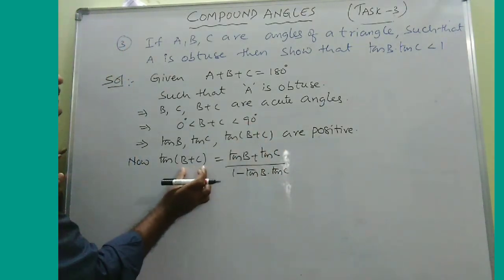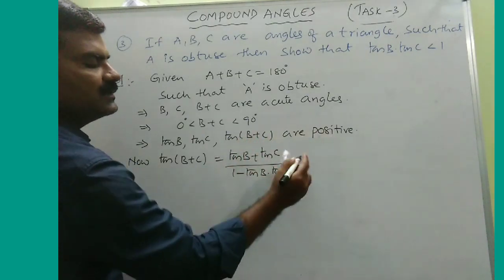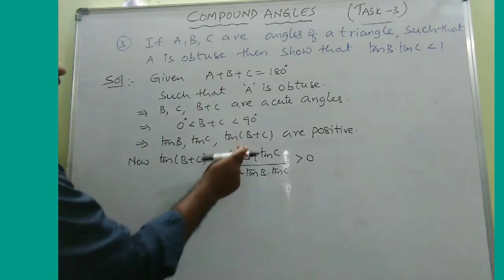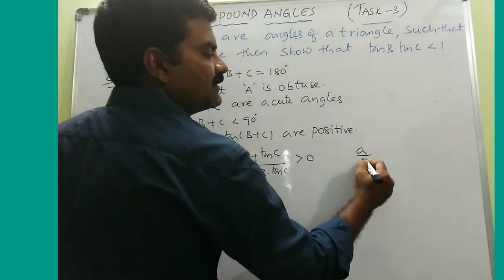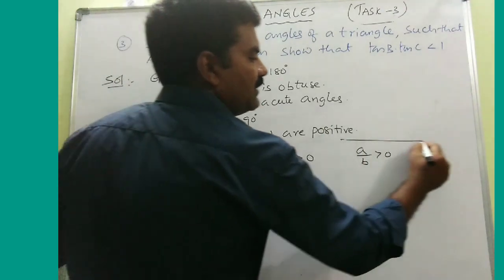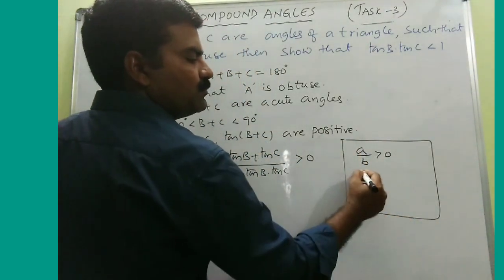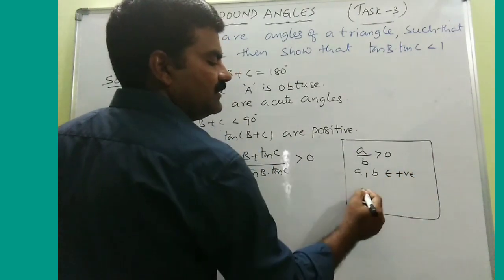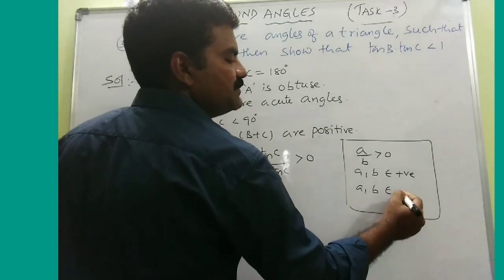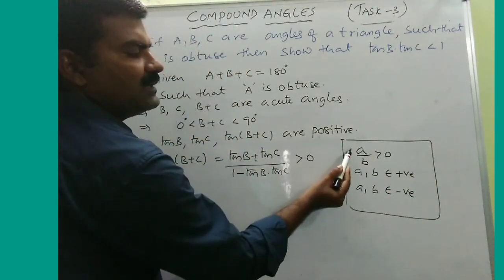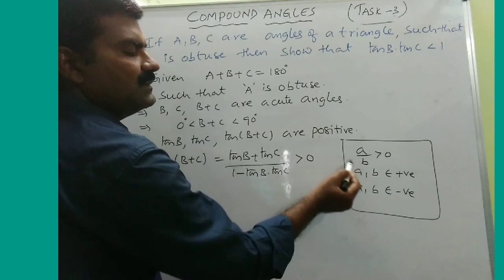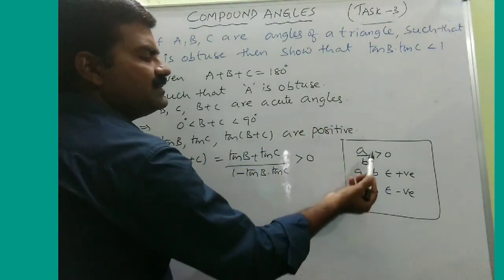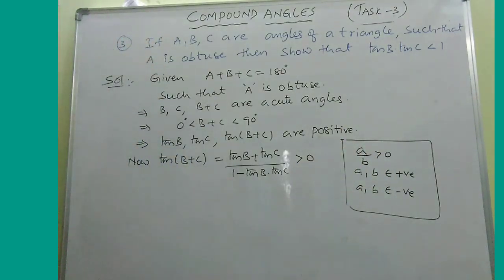And moreover, just now we discussed, tan of B plus C is clearly positive, meaning this is completely positive. See, my dear, a fraction A by B is greater than 0. A fraction is positive when both A, B are positive, isn't it? If not, both A, B must be negative. If both are negative, then minus minus gets cancelled, and finally the result is positive. If both are positive, then it is very clear that A by B is positive.